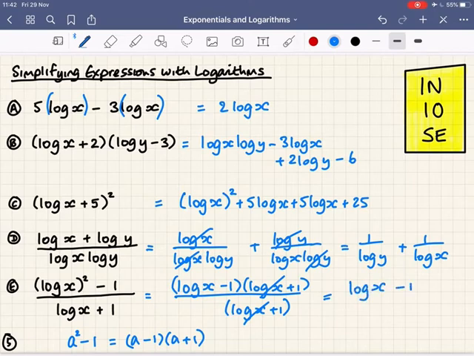So very nicely I can cancel those down and get a simplified result of log x minus 1. Be careful, it's log x and then subtracting 1. It's not the log of x minus 1. We'd have to put that in brackets if that was the case.